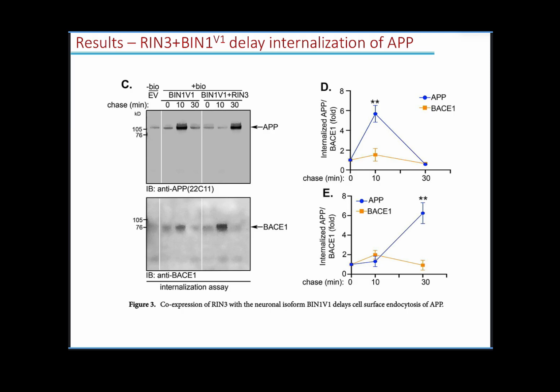In other words, to see how much APP had been internalized in this experiment. And then a separate one in which they look at BACE1 to see how much BACE1 had been internalized in this experiment. And what you see here is actually a time course. So they have cells with V1 only or with V1 and Rin3.